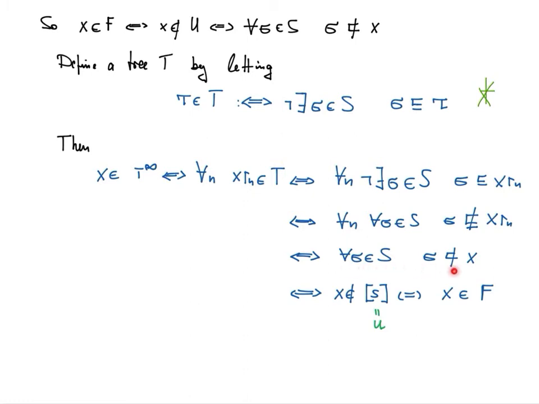But now let's look at this. It just says that X does not extend any of the strings sigma in S, but that means by definition it is not in the open set generated by the strings in S, which by our assumption is just the set U. So this is equivalent to X not being in U, but since F is the complement of U, X is in F.